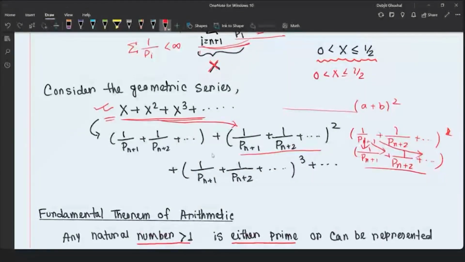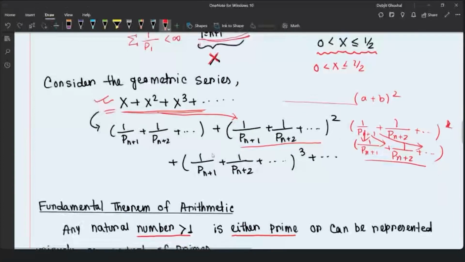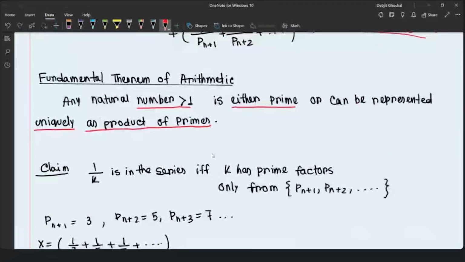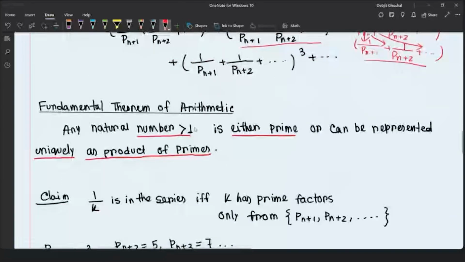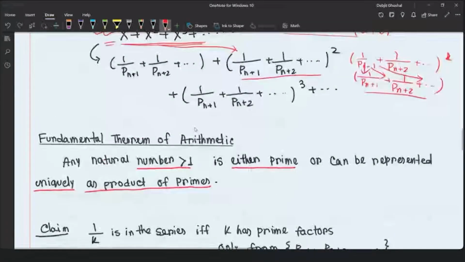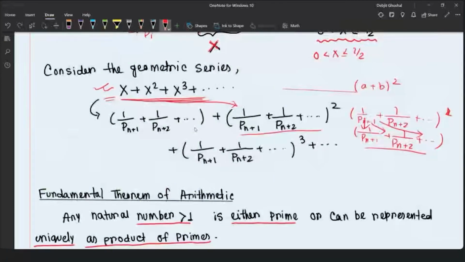Now, I recall one thing. We all know the fundamental theorem of arithmetic. What it says is that any natural number greater than 1 is either prime or can be represented uniquely as a product of primes. Now, what is its importance in this scenario? We will see. Now, why did I construct the geometric series like this?